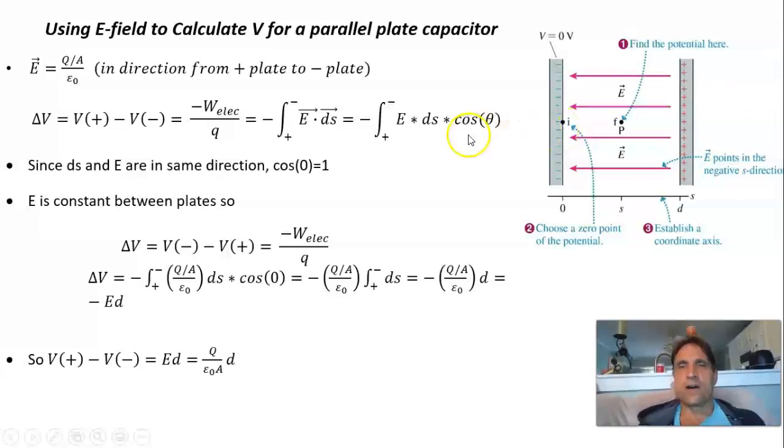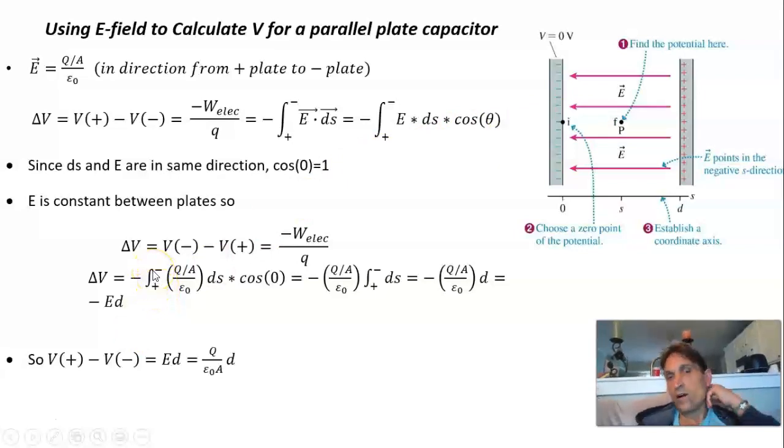So the dot product, E dot ds, is E ds, and the angle between the displacement and the field is 0, because they're in the same direction. Cosine of 0 is 1. Now we plug this in right here, and we're going from the plus plate to the minus plate. So that's where our integral is.